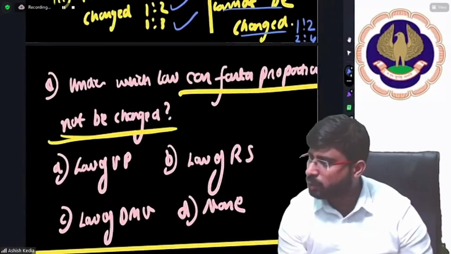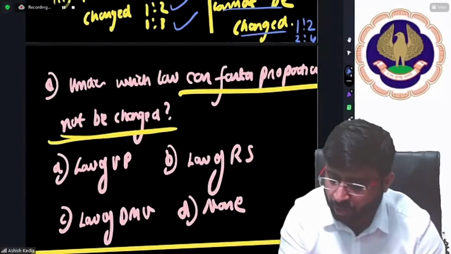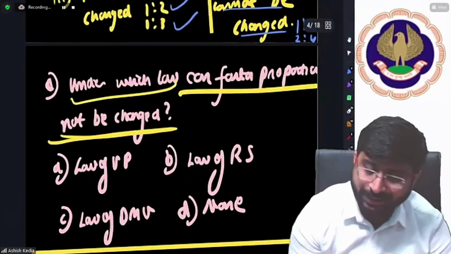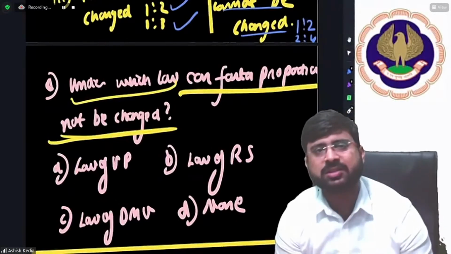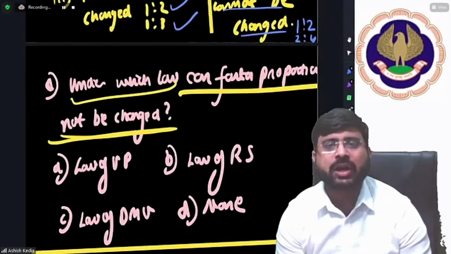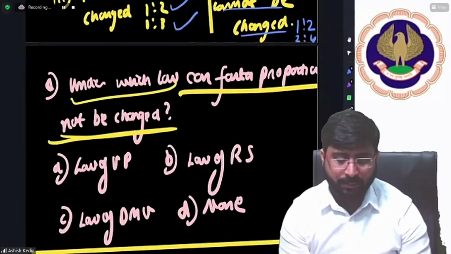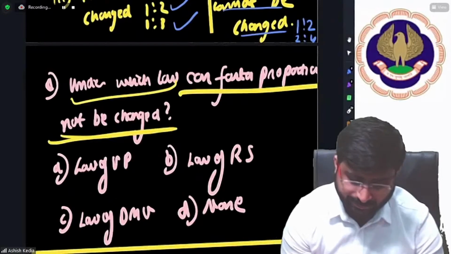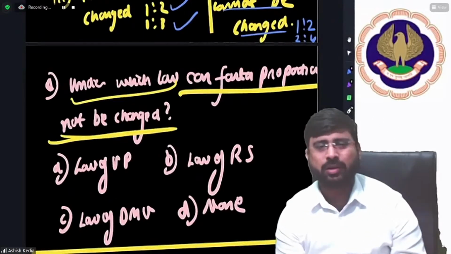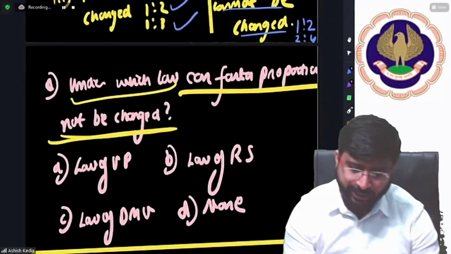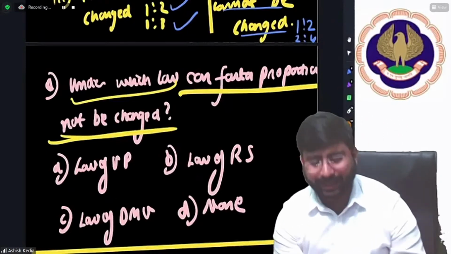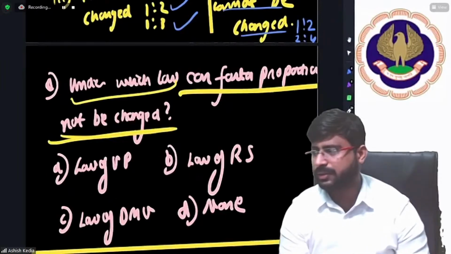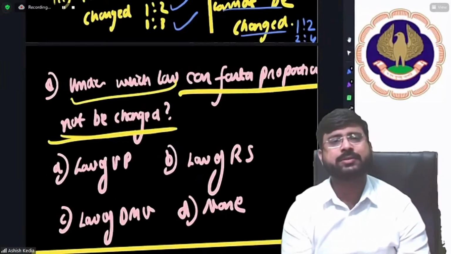So now let me ask you an MCQ question again. 6th MCQ question for the day. Under which law can factor proportion not be changed? I'm not saying be changed, not be changed. Here are your options. A, law of variable proportion. B, law of returns to scale. C, law of diminishing marginal utility. D, none of them. What do you think will be the answer, friends?